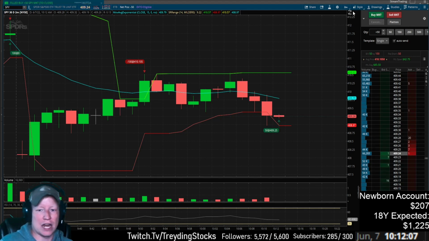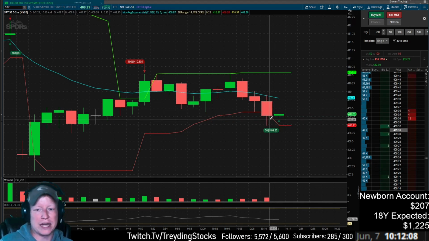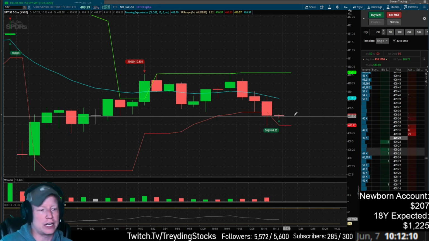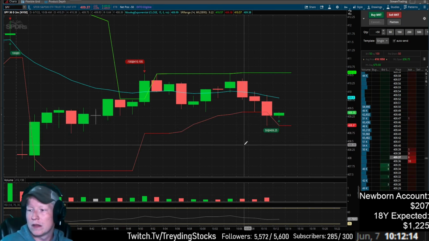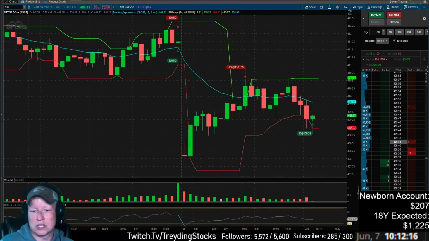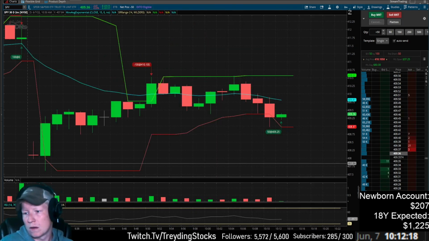I am actually going to cover half here. We did get the bar break down below the red line. That was our cover condition. I'll cover half into that. And I do think it's going to bounce here, because that's what SPY's been doing the last 3 weeks.